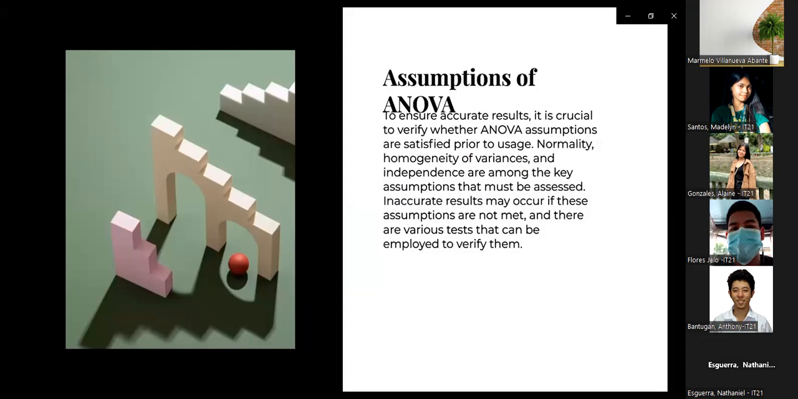Assumptions of ANOVA. To ensure accurate results, it is crucial to verify whether ANOVA assumptions are satisfied prior to usage. Normality, homogeneity of variances, and independence are among the key assumptions that must be assessed. Inaccurate results may occur if these assumptions are not met, and there are various tests that can be employed to verify them.